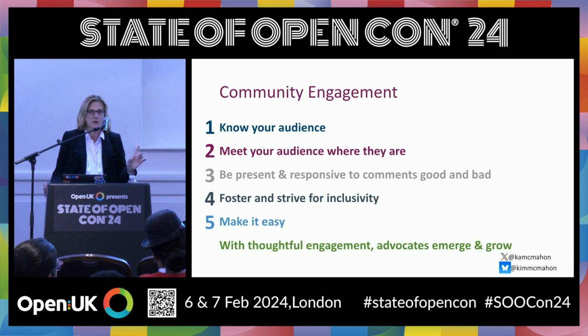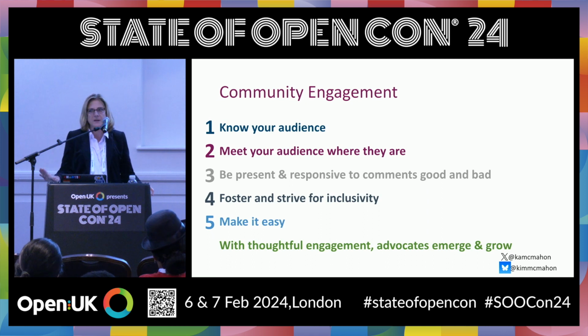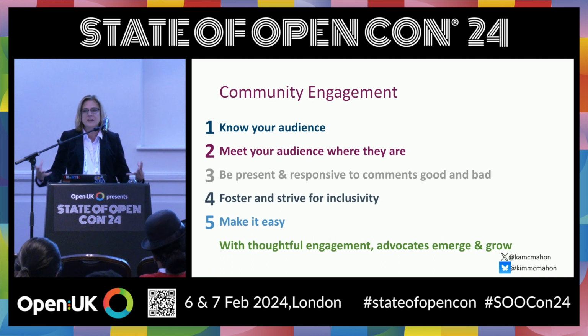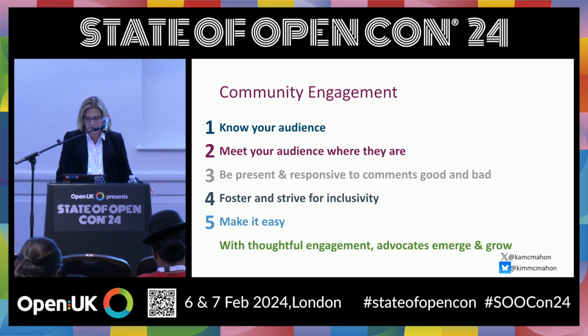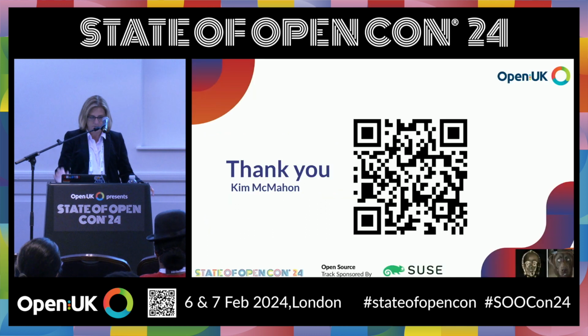And I'm going to go long because I really want to point this one out. When I say strive for inclusivity, that means reach out and grab somebody in your community that maybe isn't stepping up, but you know that they want to, and you know that they would be a valuable member. We need to do that to make sure that we're not seeing the same old faces in the community. And make it easy. And with thoughtful engagement, you will be moving on over into the advocates. Wait, there we go. And that's it.